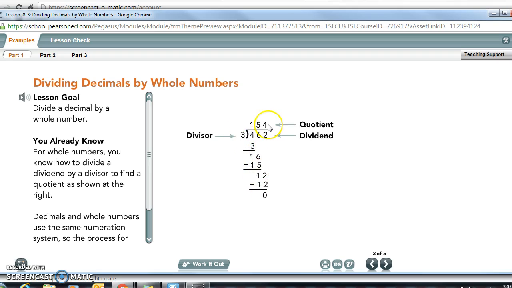3 will go into 12 4 times. 3 times 4 is 12. So 12 minus 12 is 0. So you already know that for whole numbers, you need to divide a dividend by a divisor to find a quotient, as shown over here.